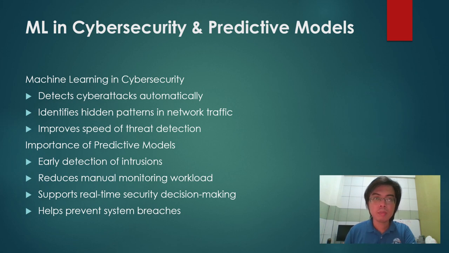This activity also helped me understand how machine learning is applied in cybersecurity. It is very useful in automatically detecting attacks and identifying patterns that are not easily visible to humans. So, predictive models are important because they allow early detection of threats before they cause damage. They also reduce the need for constant manual monitoring and help improve real-time security systems.